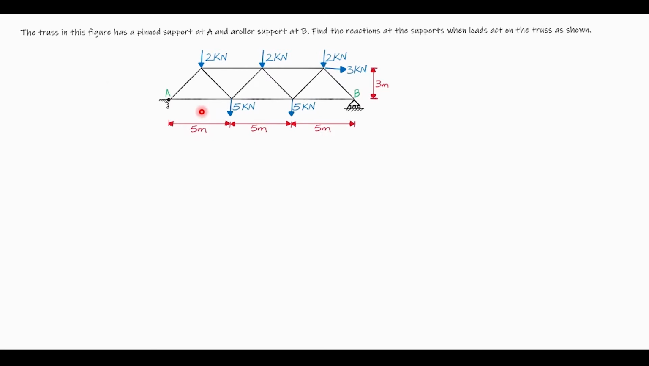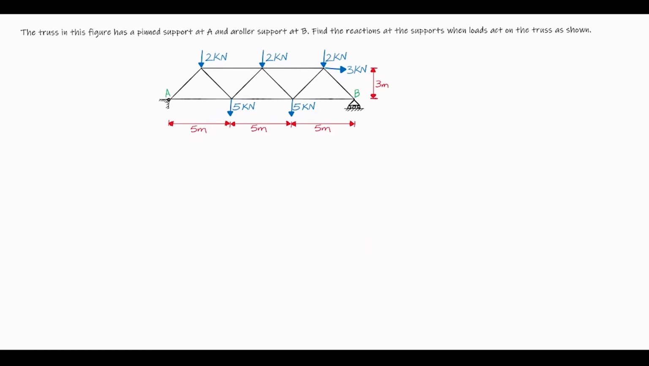We have a truss with a span of 15 meters. The truss has a pin support at point A and a roller support at point B. There are a few point loads acting on the truss on the top and down here. And there's also a horizontal force. We need to find the reactions.